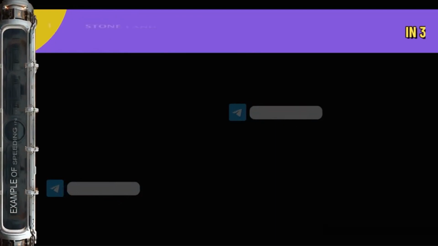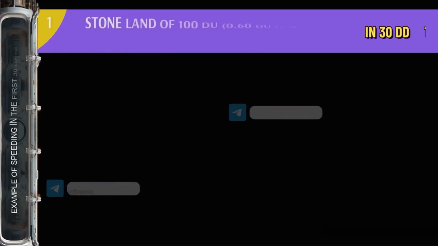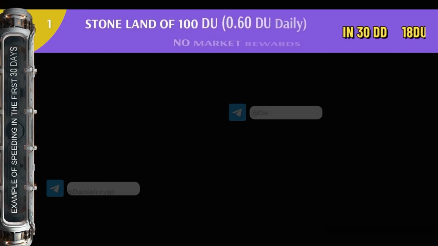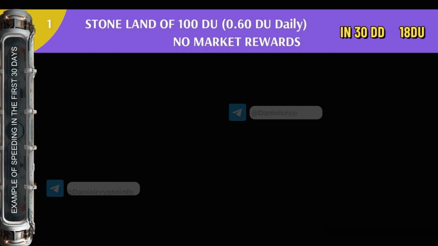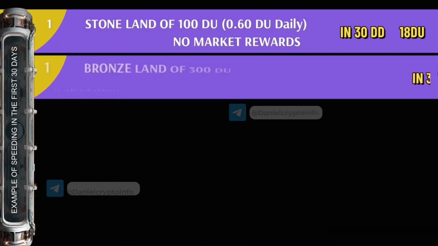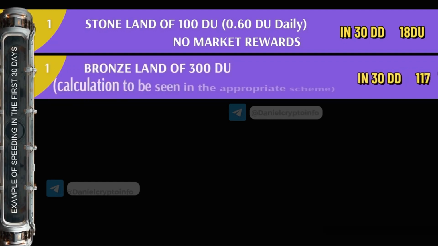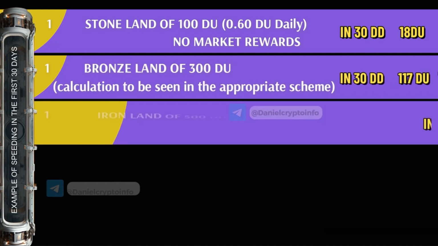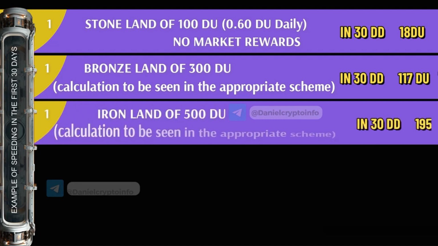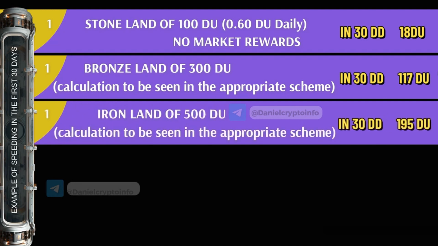This is an example for an acceleration in the first 30 days after activating, owning a stone land worth 100 DU that in 30 days will produce 18 DU, a bronze land worth 300 DU that in 30 days will give us 117 DU, an iron land worth 500 DU for a total of 195 DU in 30 days.